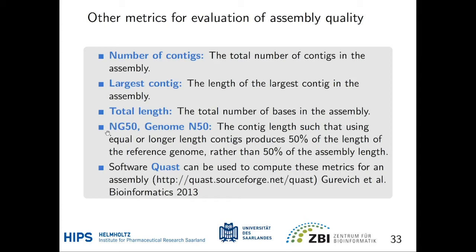NG50 is an important variation of N50. It is computed equivalently, but here, instead of covering 50% of the assembly length, we aim to cover 50% of the genome length. For this, we either need to know the genome size from, for example, a reference genome, or we estimate it in a way. There are software tools that can be used to compute all these metrics for a given assembly.